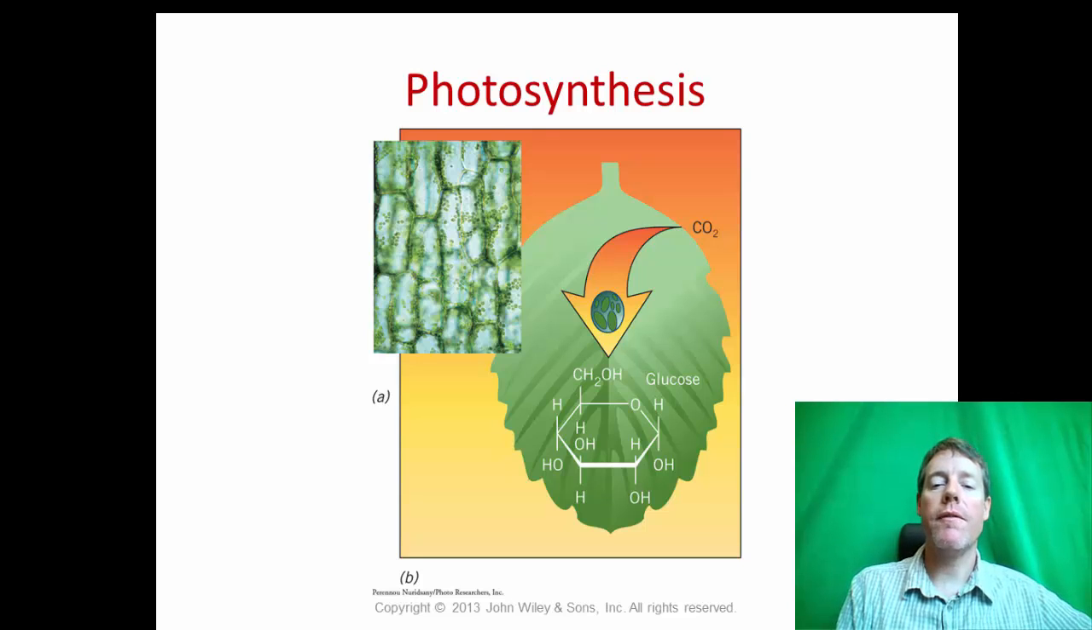Here is a diagram of photosynthesis showing the input of carbon dioxide and the formation of a sugar molecule. What's shown here is glucose. That is a ring compound, and it is the simple sugar that is formed in photosynthesis in a leaf.